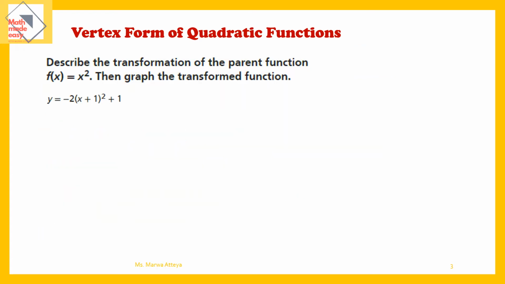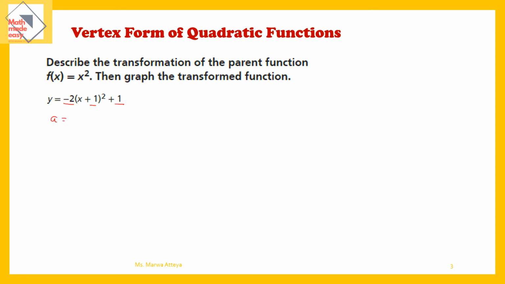We have our first example here. It says describe the transformation of the parent function f of x equals x squared to the function you have here, then graph the transformed function. Okay, so the first thing we need to do is to describe the transformation. How do we describe the transformation? Remember, we discussed before that from the values we have, -2, 1, and 1, we can describe the transformation.